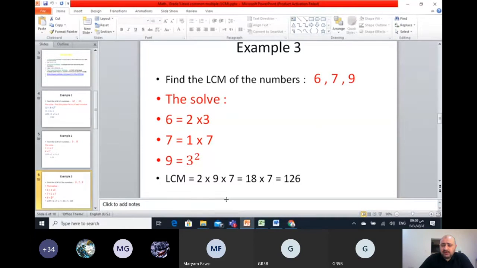Now find the answer. 2 times 9 will be 18. Now 18 times 7 will be 126. The LCM will be 126.